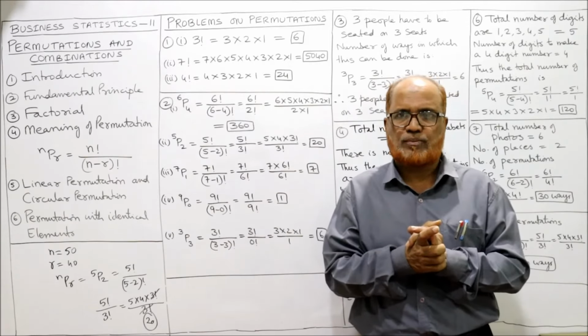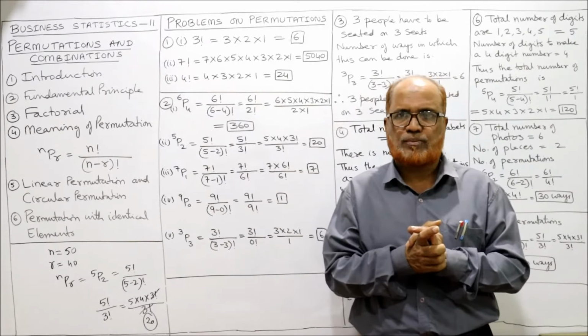Similarly, 5P2, exactly similar. n is 5, r is 2. So 5 factorial divided by 5 minus 2 factorial. So 5 factorial divided by 3 factorial. So 5 into 4 into 3 factorial. I am not going beyond 3 because the denominator is 3 factorial. Easily I can cancel the 3 factorial in the numerator and 3 factorial in the denominator. So this will be cancelled. 5 fours are 20.